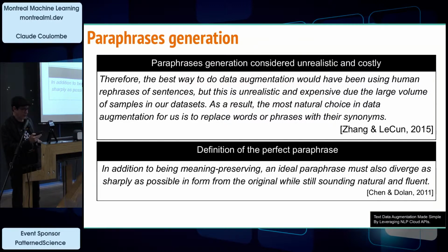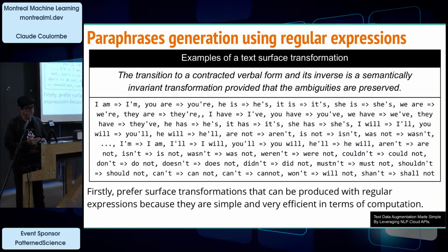Then we have the definition of the perfect data paraphrase: it is meaning preserving and must also diverge as sharply as possible from the original sentence. So it's a difficult task. For example, surface transformation using regular expressions is a good start because they are simple and very efficient in terms of computation.